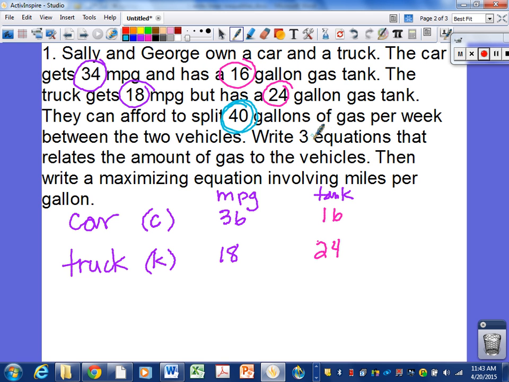Okay, so let's write our 3 equations. What about your car? What is the maximum amount of gas that the car can hold? 16 gallons. So the car can hold less than or equal to 16 gallons. That is a straight up constraint. You cannot put more than 16 gallons of gas into your car. That is one inequality that is only related to the car. Okay, give me another inequality related to just the truck.